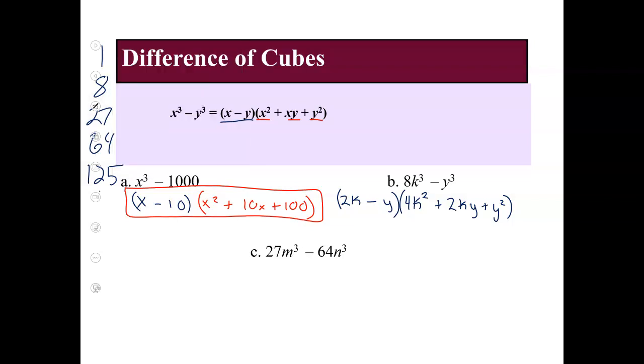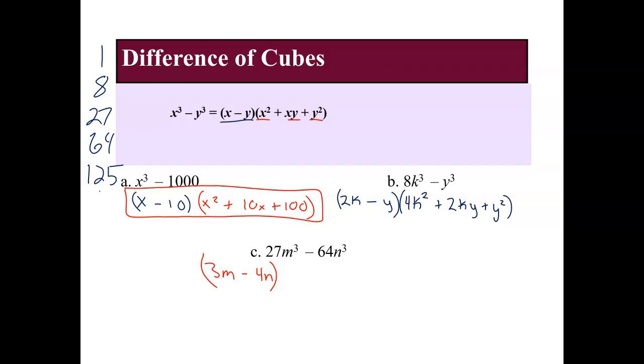Cube root of 27m to the third. 3m. Cube root of 64n to the third. 4n. Be careful with 64 because it's a perfect square, perfect cube, 4th power, and 5th power. Yeah, that's a fun one. It's a fun number. Okay? Plus or minus? Minus. Alright?